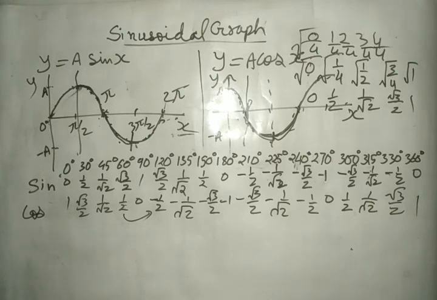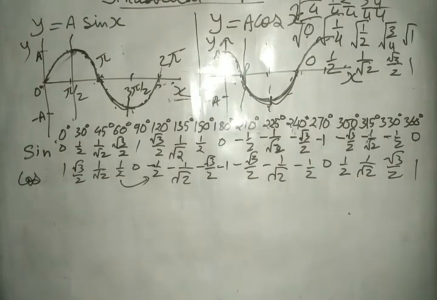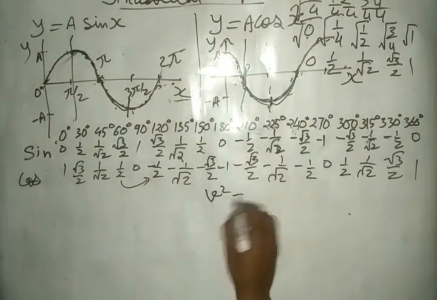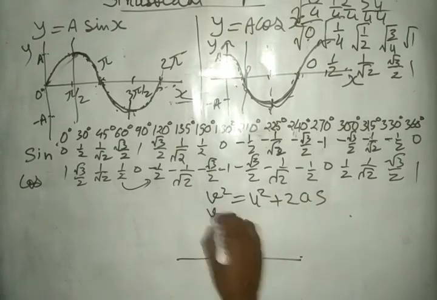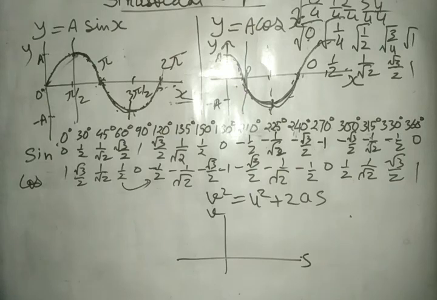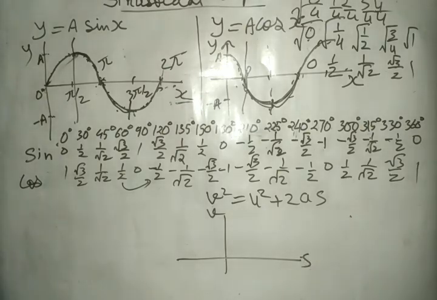So here I am putting a question in front of you, and maybe in the next video I will give its solution. v square equals u square plus 2as. Try to draw the graph between v and s. I'll give you a hint. First put s equal to 0, then estimate where all other points will lie, and on the basis of that you can draw this graph.